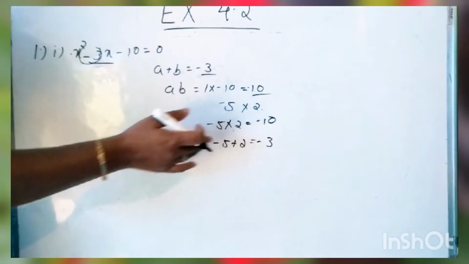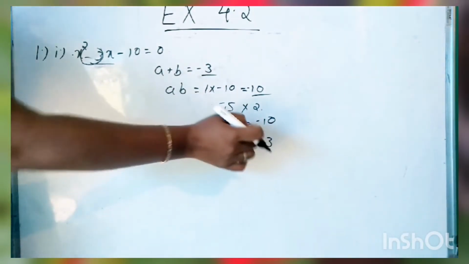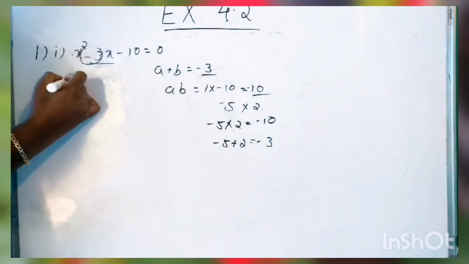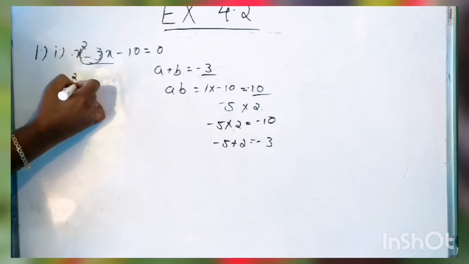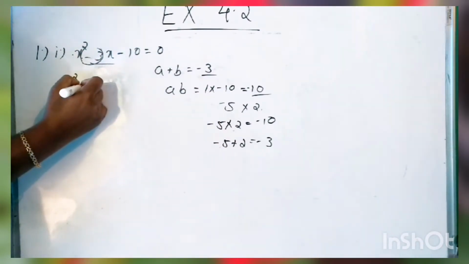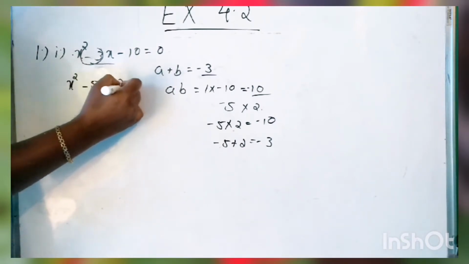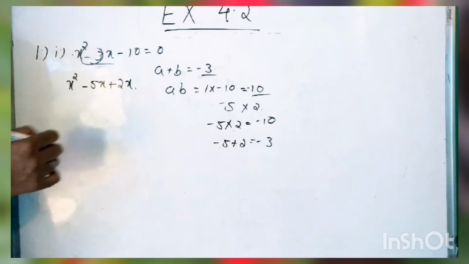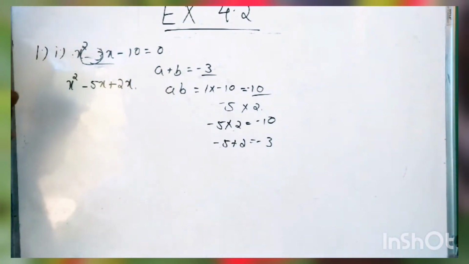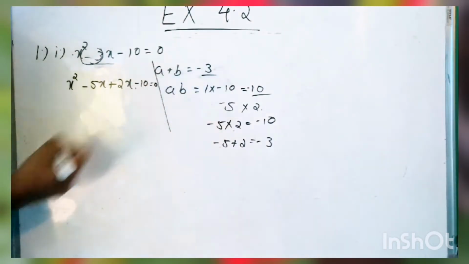So we got two numbers a and b such that a into b is equal to minus 10 and a plus b is equal to minus 3. So I am going to split this middle term: x square minus 5x plus 2x, since minus 5x plus 2x gives us minus 3x, minus 10 is equal to 0.